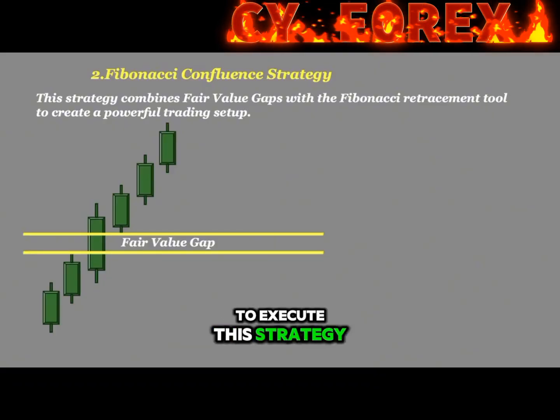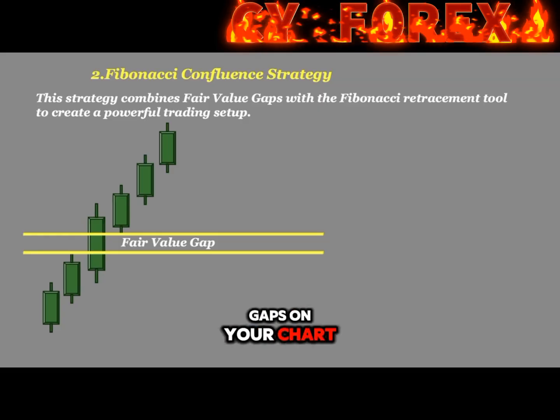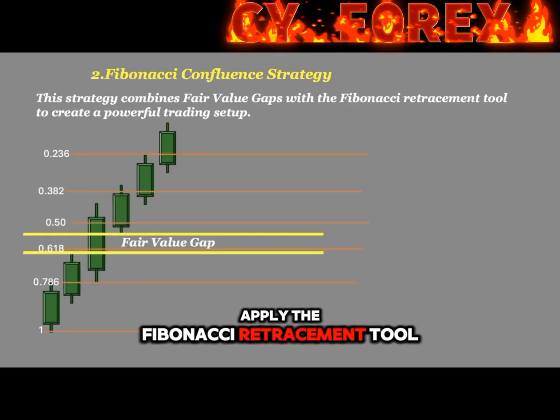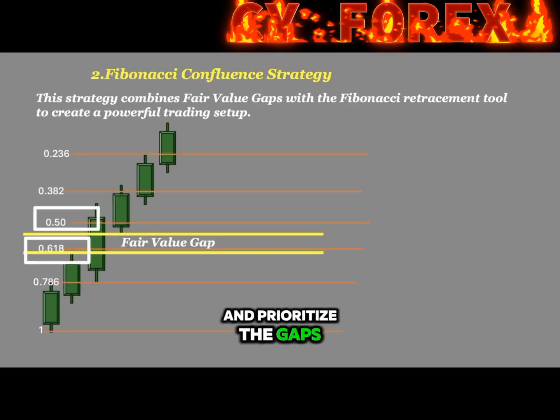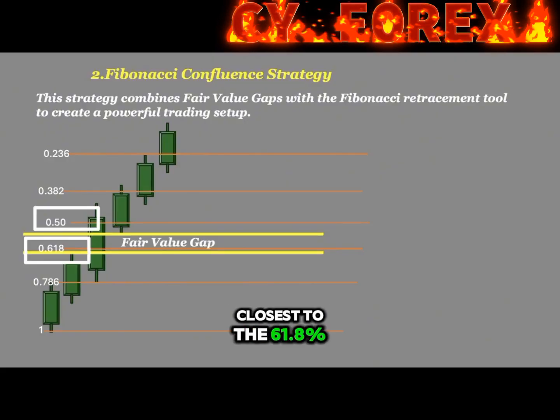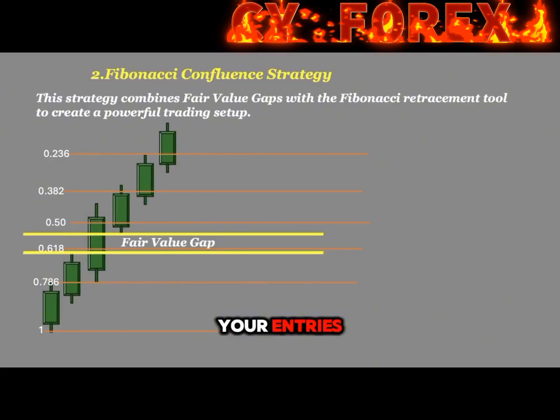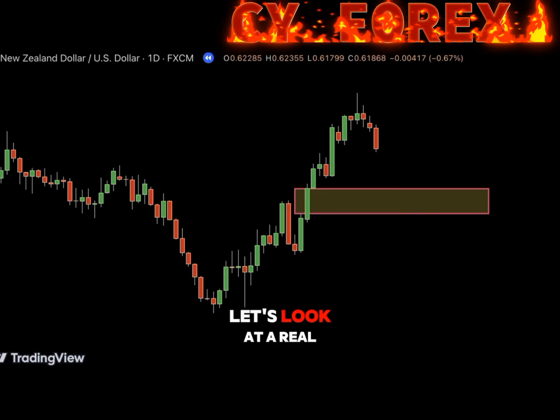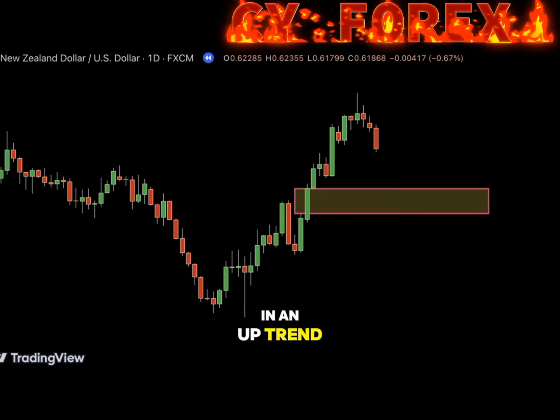To execute this strategy, mark the fair value gaps on your chart. Apply the Fibonacci retracement tool and prioritize the gaps closest to the 61.8% or 50% levels for your entries. Let's look at a real chart example where the market is in an uptrend.